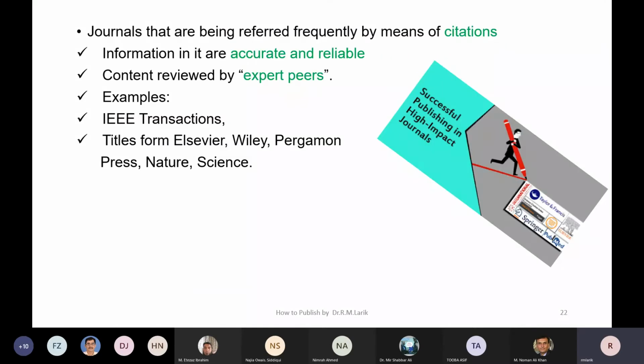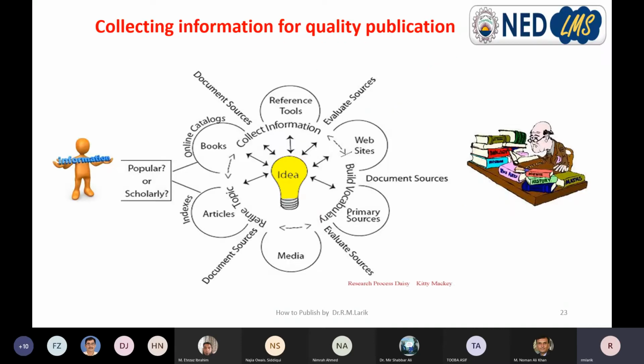So journals that are referred to frequently, meaning cited, carry information which must be accurate and reliable, and the contents are peer reviewed and experts give comments. Your targets are IEEE Transactions, Elsevier, Wiley, Pergamon, Nature, Science, and different Springer journals.